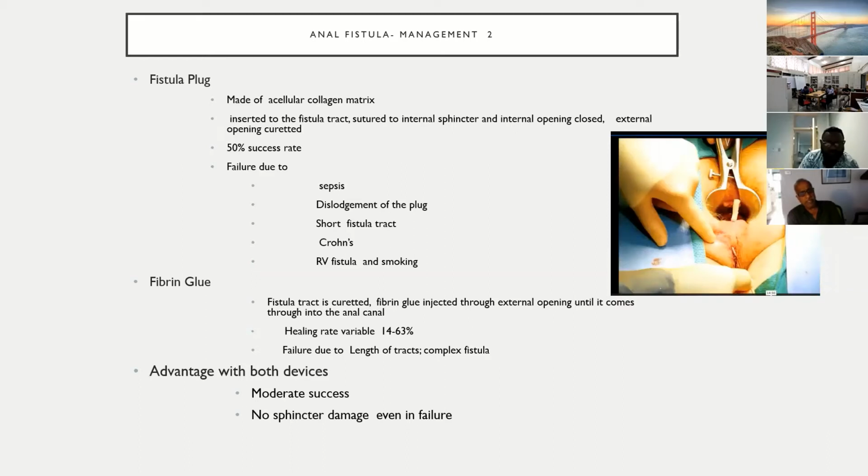Now, next is fibrin glue. This is injected through the external opening until you see it coming through the internal opening. The success rate is quite variable, between 14 to 60%, and it often fails due to a lengthy tract and complex fistula. Now, why would you bother using this device when the success rate is not very good? I would say I would use it because even though it's got moderate success, I have not done any damage to the sphincter muscle. So if I can afford it, I will use it.